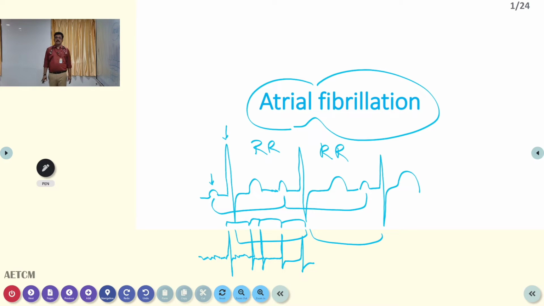In ECG, if you are seeing the RR interval totally irregular, sometimes we call it irregularly irregular. If you see the pulse in this patient, you can see here the QRS complex is coming irregularly. If you check the pulse, that also will be irregularly irregular. So that is very important.